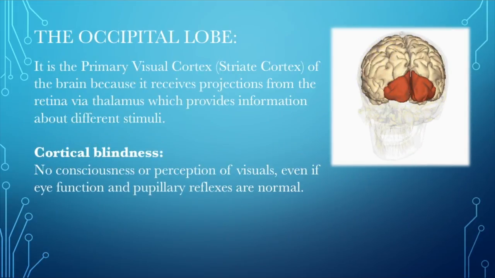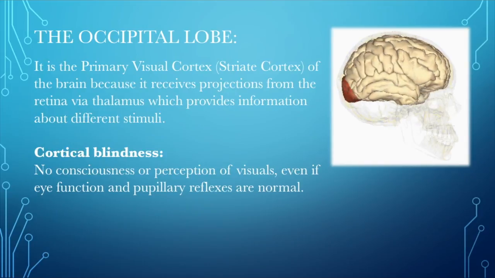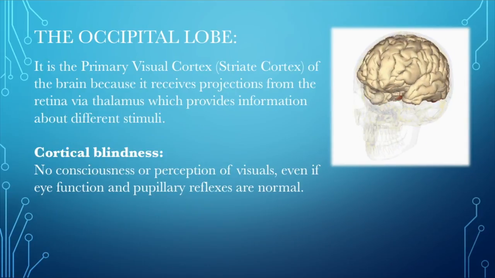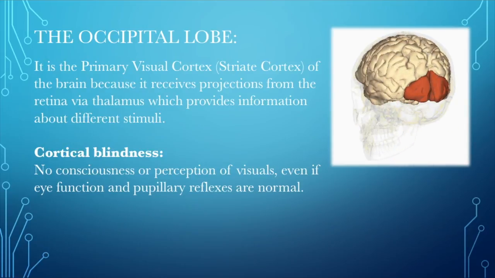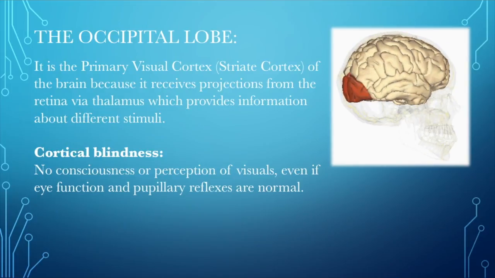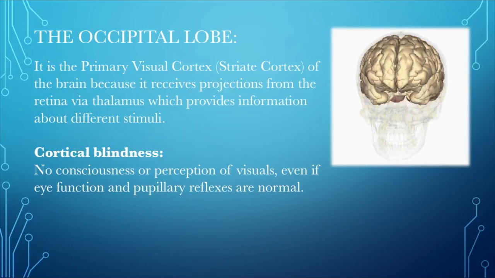The occipital lobe is located at the posterior end of the brain and is known as the primary visual cortex or the striate cortex due to its striped appearance. It receives projections from the retina via the thalamus, which gives information about different visual stimuli such as color, orientation, shape, and motion. Since we need to be able to use the information that we see, the occipital lobe has neural pathways that reach other parts of the brain to be processed.